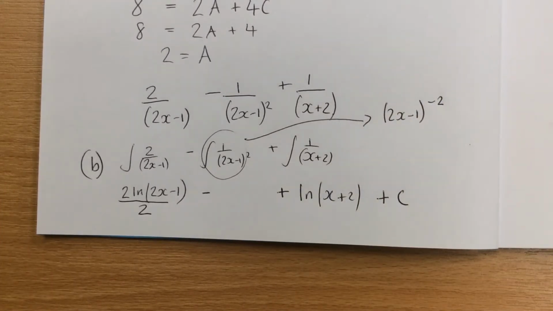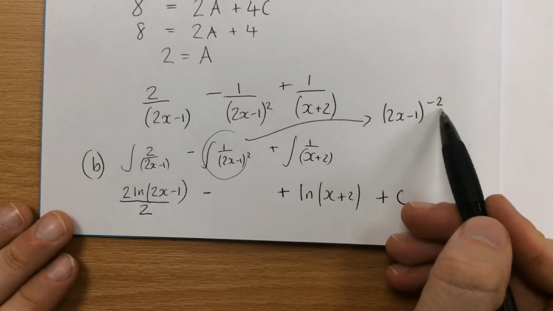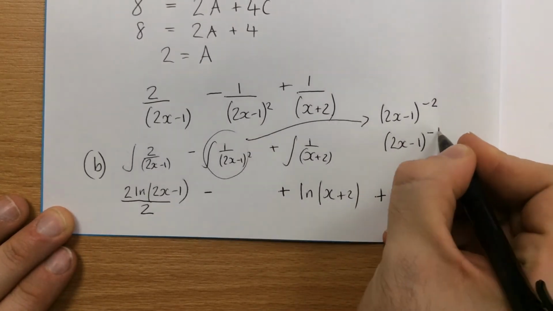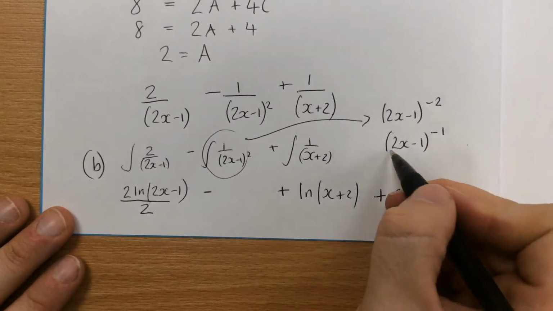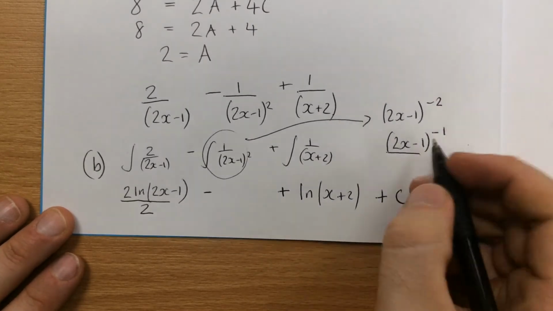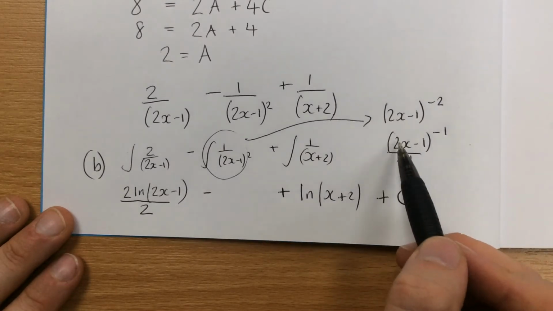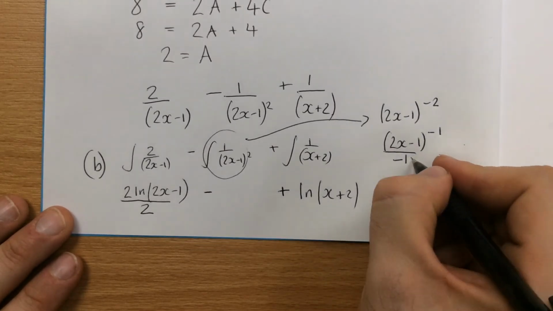And then if I integrate that, integrate means add a power and divide by the new. So I'm going to add 1 onto this power. So that's going to become 2x minus 1 to the power of minus 1. And then I'm going to divide by that new power of minus 1. But I've also got to divide by this 2 because that's the differential of this bracket.